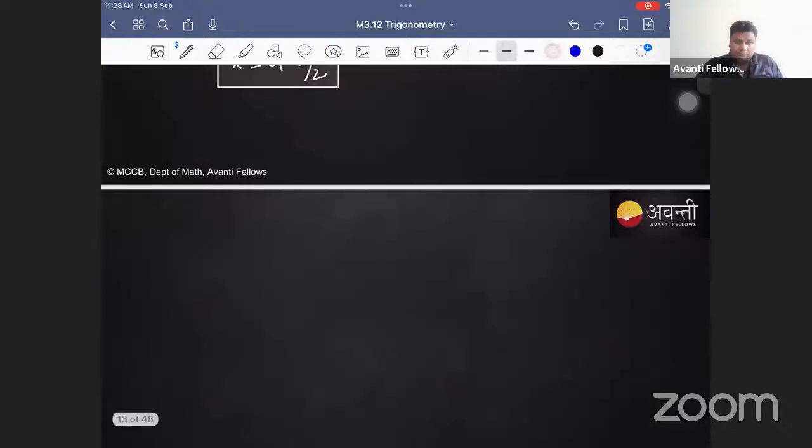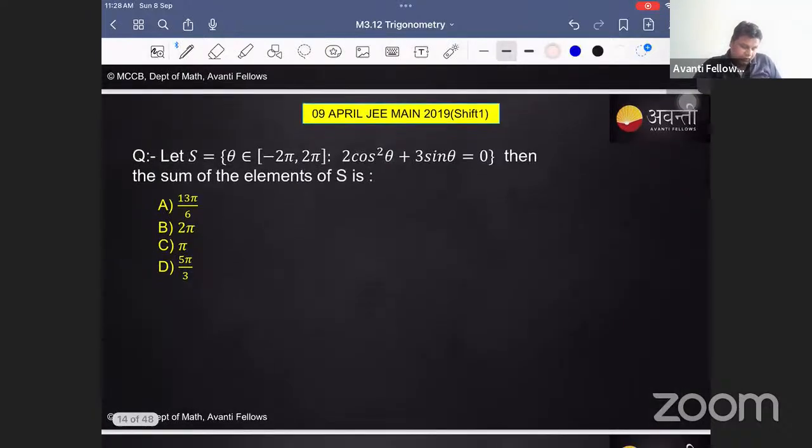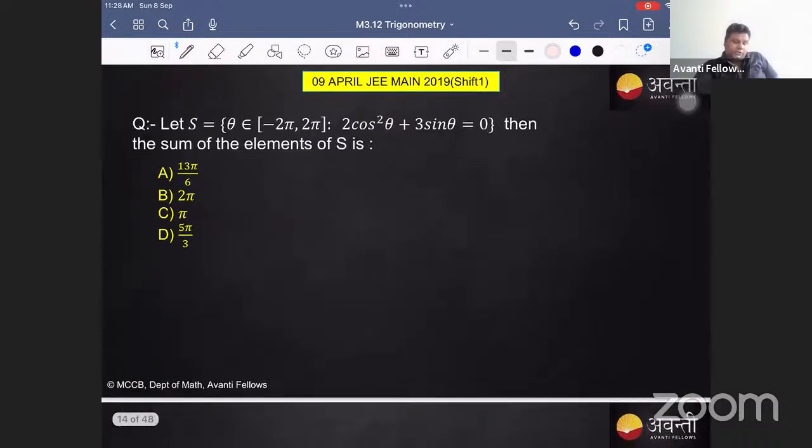All right. Now, the next question is, this was also in JEE Mains 2019. Theta belongs to minus 2 pi to 2 pi. 2 cos square theta plus 3 sin theta is equals to 0. Then sum of the elements of S. Means S is what? S is those theta which are lying in minus 2 pi to 2 pi, for which 2 cos square theta plus 3 sin theta is equals to 0. Now you want to solve it for theta.